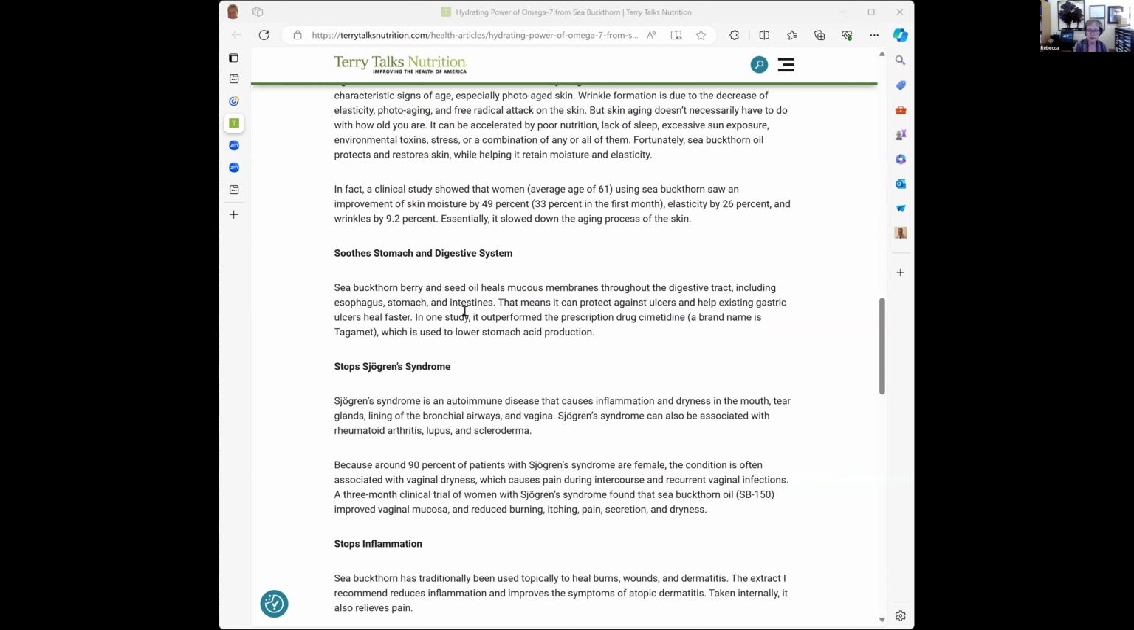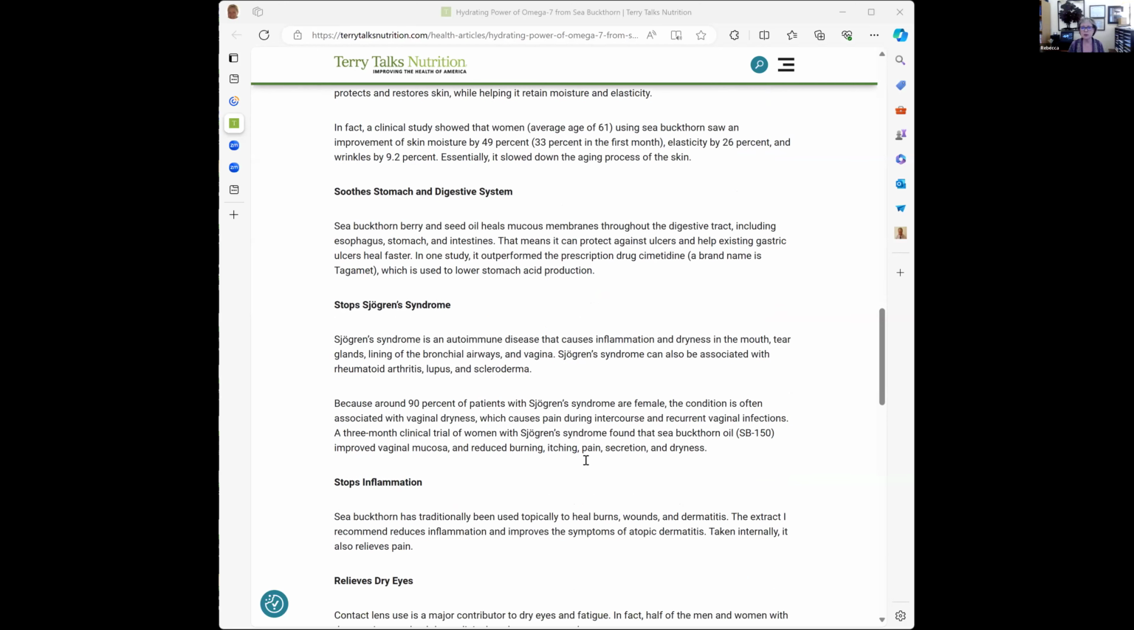A three-month clinical trial of women with Sjogren's syndrome found that sea buckthorn oil improved vaginal mucosa, reduced burning, itching, pain, secretion, and dryness. And that's really good because you're taking this internally, so wherever those tissues need that omega-7 action, they are getting it. It's not something that you just apply topically. Stops inflammation. Has been used topically to heal burns, wounds.